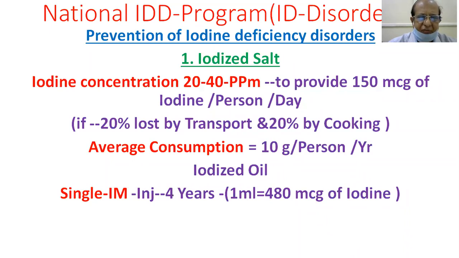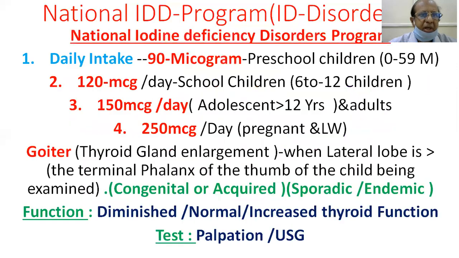And a single IM injection lasts 4 years. 1 ml is equal to 480 micrograms of iodine. Daily intake for preschool children, school children, adolescents, and pregnant and lactating women: for preschool children it is 90 micrograms, for school children 120 micrograms, for adolescents 150 micrograms per day, and for pregnant and lactating women 250 micrograms. So 90, 120, 150, 250.